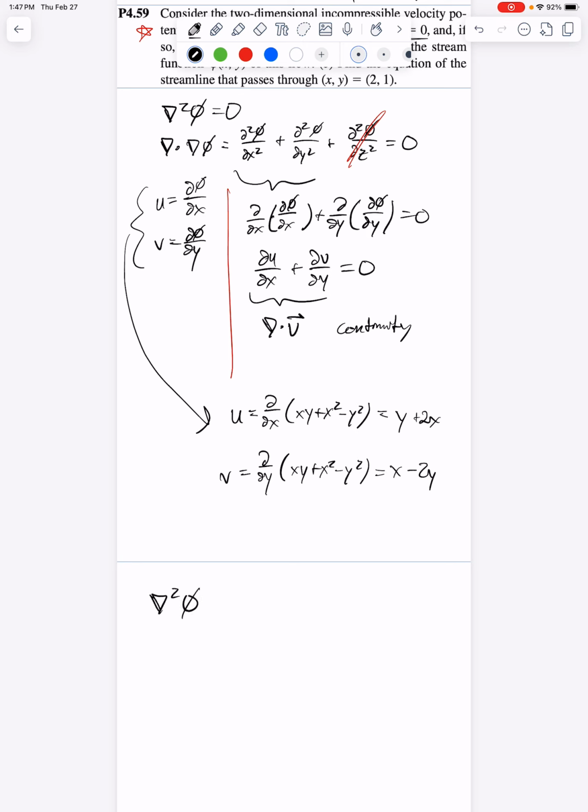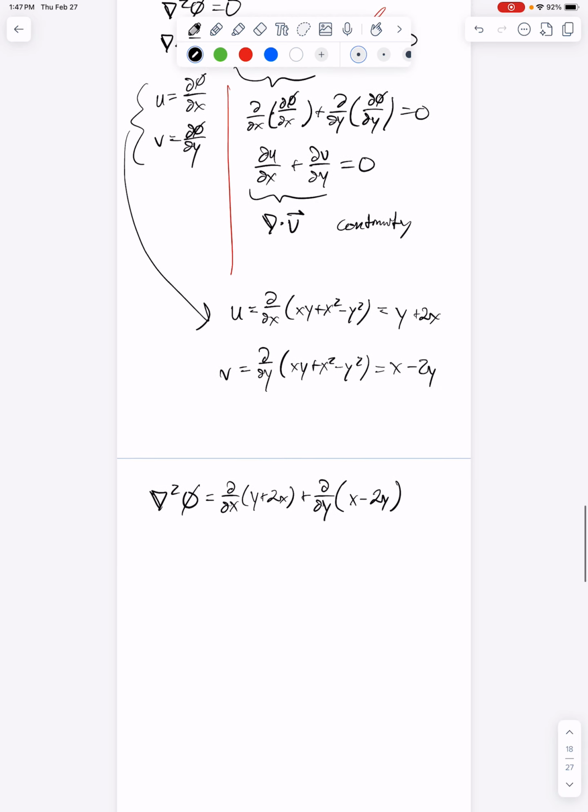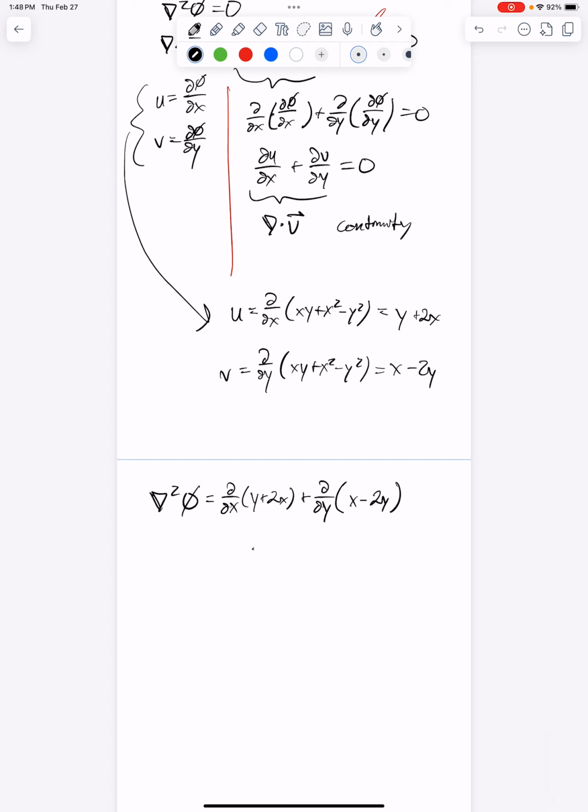Therefore, the Laplacian of phi is equal to the partial derivative of x applied to u, which is y plus 2x, plus the partial derivative of y applied to v, x minus 2y. X derivative of y is 0. X derivative of 2x is 2. Y derivative of x is 0. Y derivative of negative 2y is negative 2. And as a result, I see that the Laplacian of phi is equal to 0. Therefore, not only do we have an irrotational flow field, we also have a continuous flow field. That's what we've proved by going through this process.